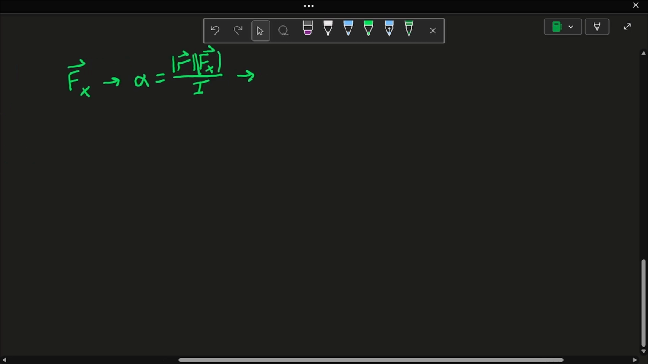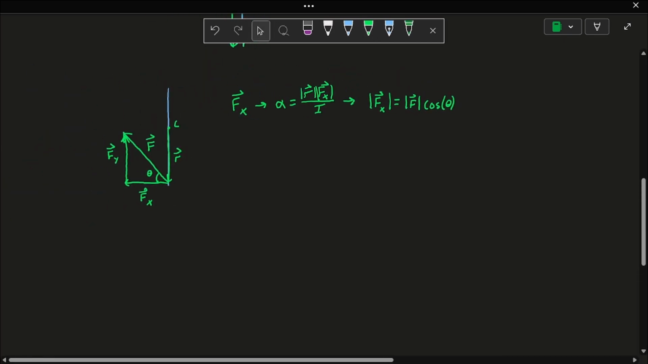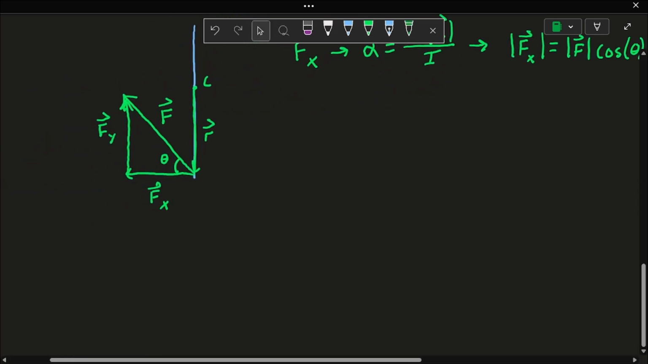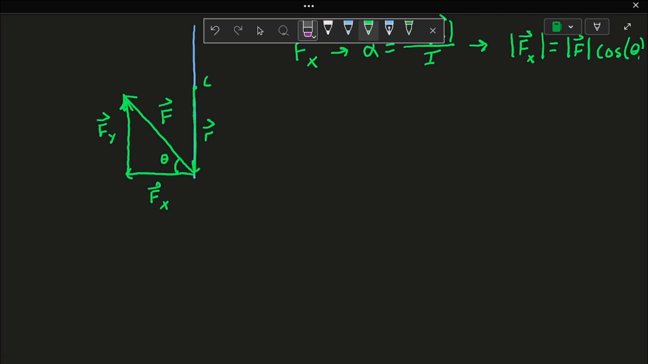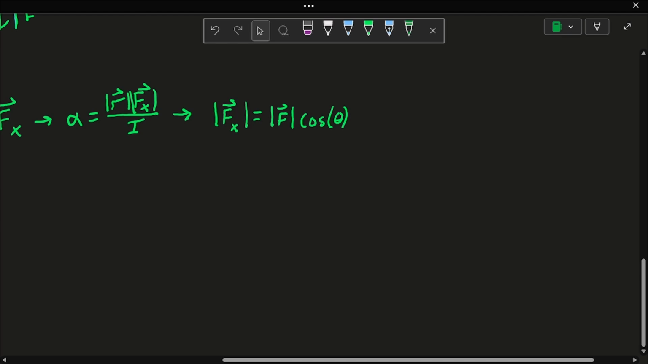So, using theta, we can calculate what the magnitude of vector fx is. Specifically, we can write the magnitude fx equals the magnitude of f multiplied by cosine of theta. So, cosine of theta is adjacent, which is fx, divided by hypotenuse, which is f. So if we just multiply it by our hypotenuse, f, we get adjacent, fx. Pretty handy.